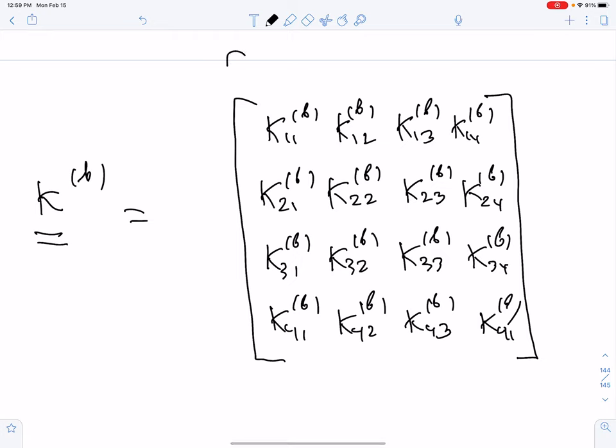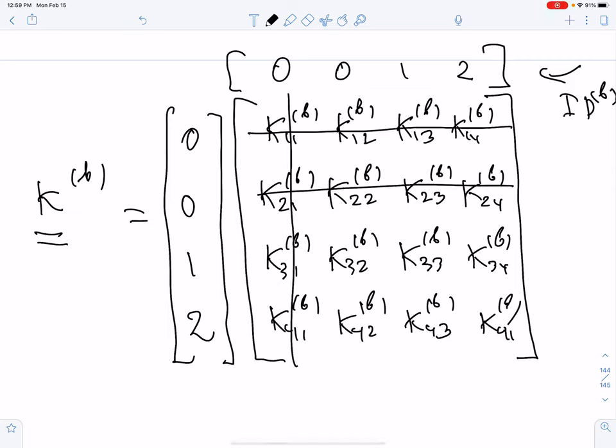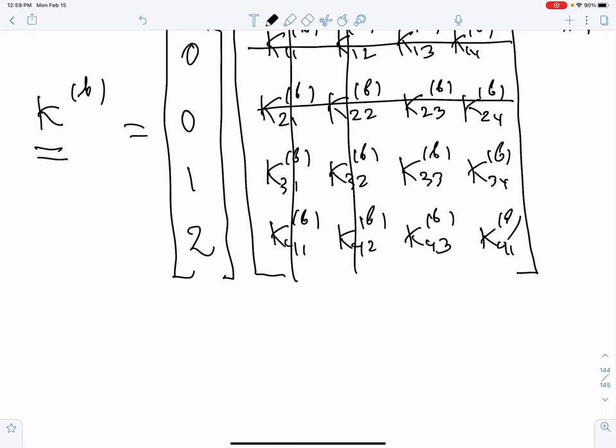So what's next? Then you just produce an ID array. Let's put it here. 1, 2. This is ID for element B. And we'll put it on the side as well. That's how we think about rows and columns in our mind. And as before, this row, this column, and this column, because the entries of the ID are 0, do not participate in the direct stiffness assembly.